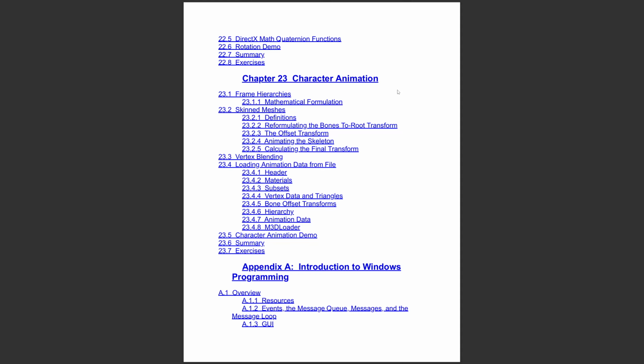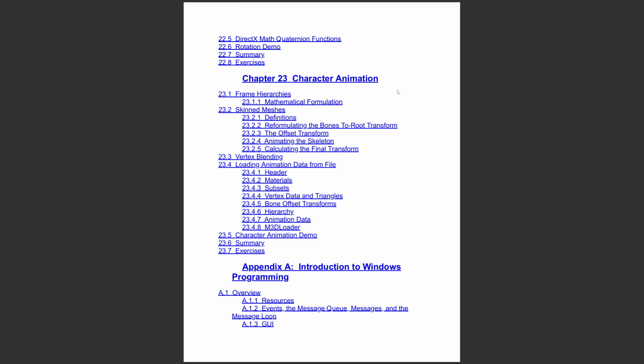Chapter 23 is going to be our last chapter, and it's going to cover animation. In this case, we're going to have a character animation. I believe it's some barbarian character, but it's a humanoid character animated. We talk about frame hierarchies, mathematical formulation of them, where we talk about skinned meshes. So we're going to texture this mesh.